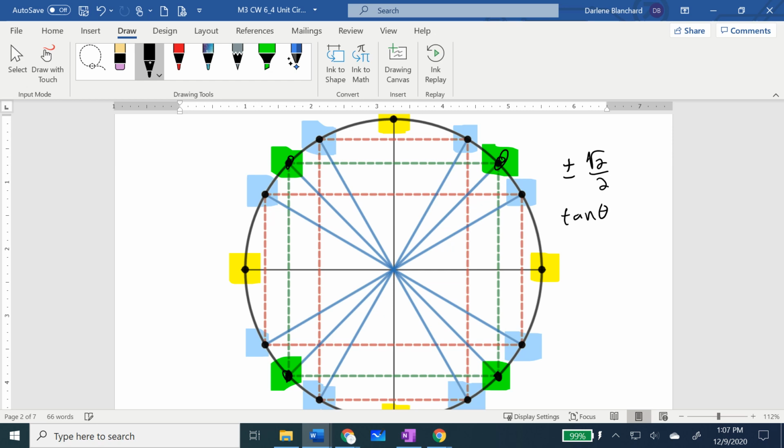Tangent is sine over cosine. So if I am dealing with one of these two angles, that's where my sine and cosine, my x and y coordinates, are either both positive root 2 over 2 or both negative root 2 over 2. And if they are the same exact thing, then the answer is 1. So the tangent of 45 degrees is 1. The tangent of 180 plus 45, 225.